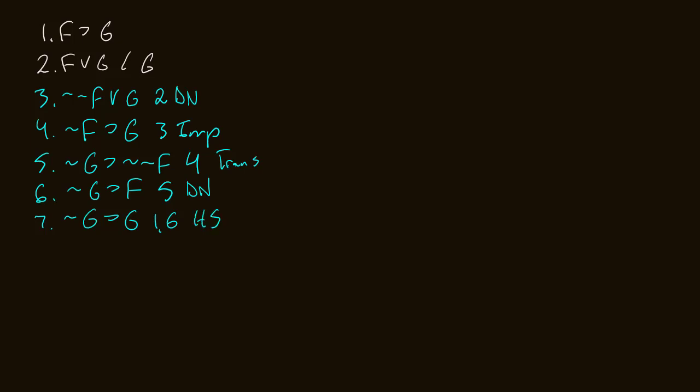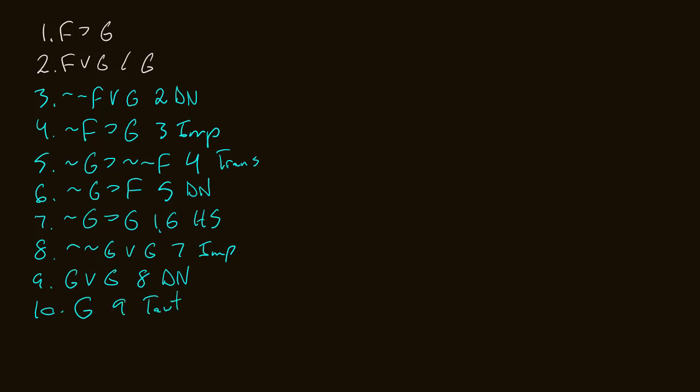That's good. Now, what I think I can do is make this a conditional statement disjunction, and then hopefully use tautology to deduce G. So using material implication, I can go from not G then G to not G or G. So that was from 7 and implication. Now what I could do is use double negation to just have G or G. And that came from line 8 and double negation. And this is a tautology. This is just equivalent to G. So this is from 9 and taut. And we made it to the end.